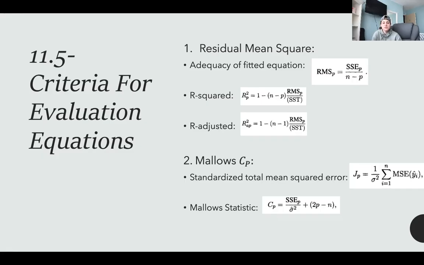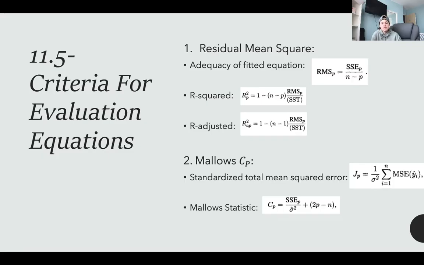So the mean squared error, the MSE of y sub i hat, is our mean squared value of the ith predicted value from a p-term equation. So that's how we're going to find our J sub p value. And our sigma squared is going to be the variance of our random errors. So to estimate J sub p, we can use the Mallow statistic.